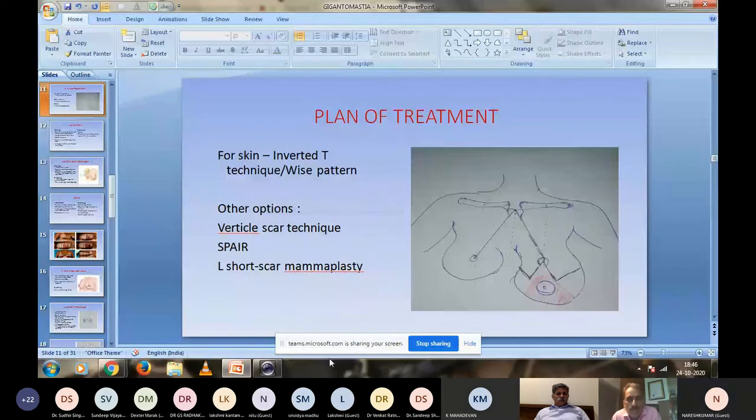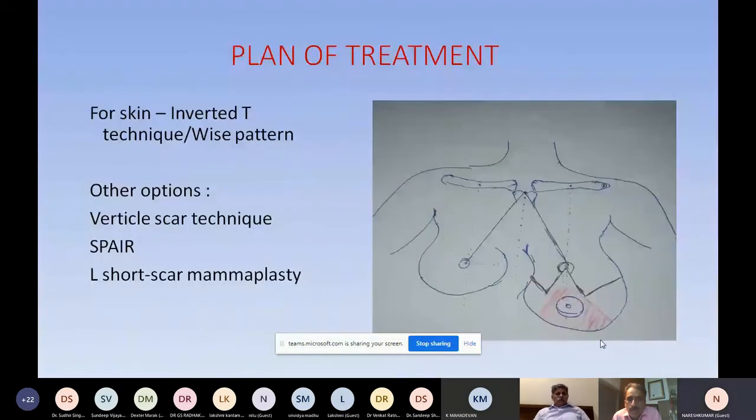Okay, so you do inverted T with an inferior pedicle, right? Can you tell me what's the blood supply to the breast? The blood supply for the breast is, for the superior quadrant, from the thoracoacromial artery, and the main blood supply from a perforator from the internal mammary artery and the perforator from the intercostal artery.